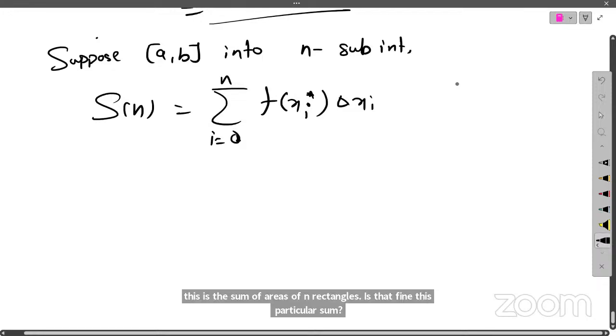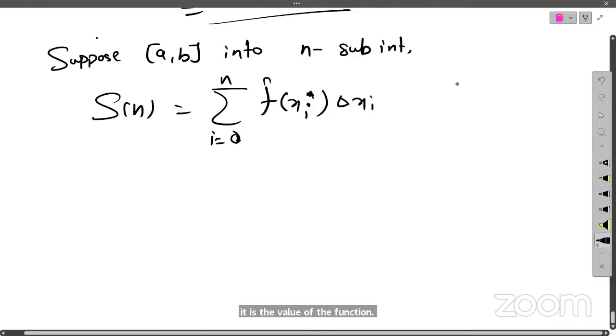F of xi star is the value of the function. Yes. So this is the sum.